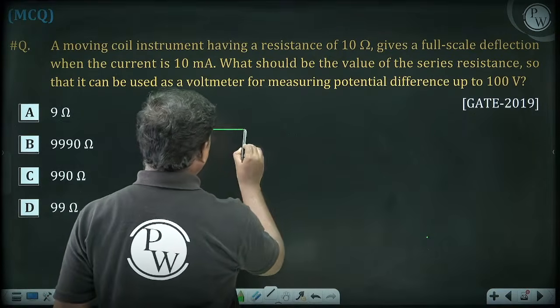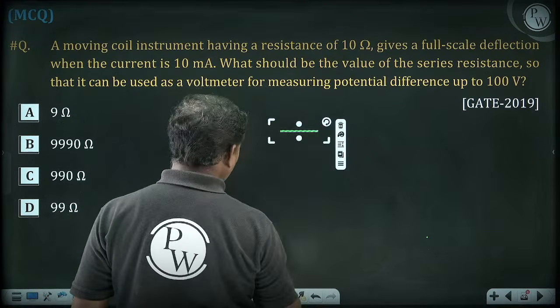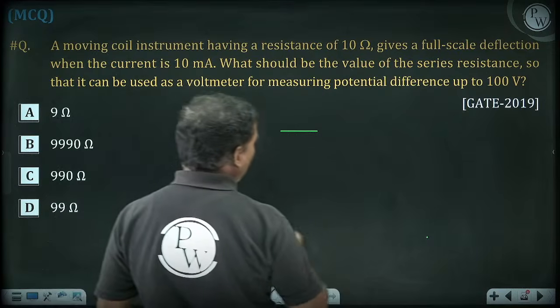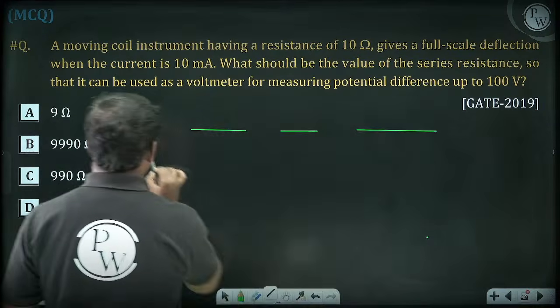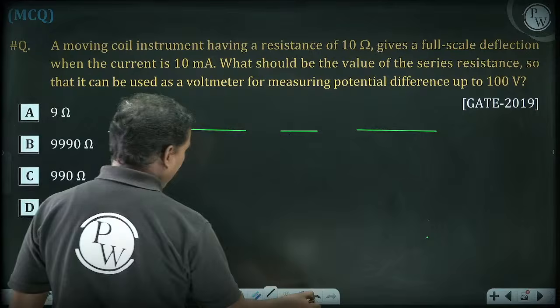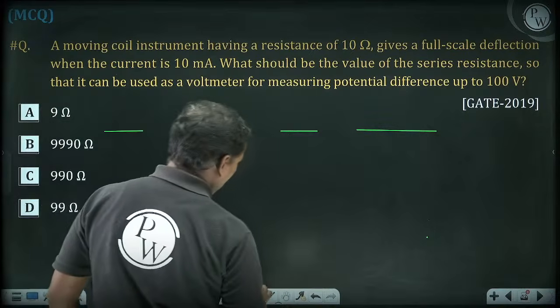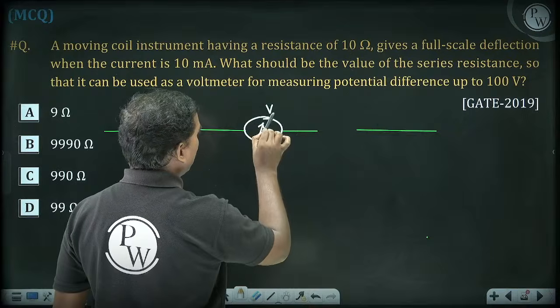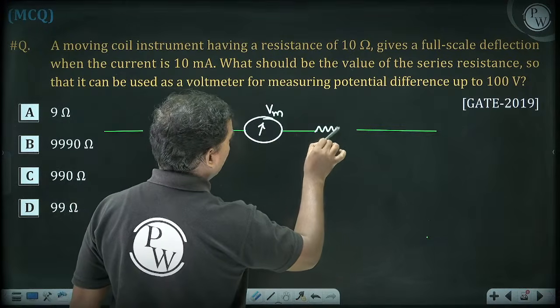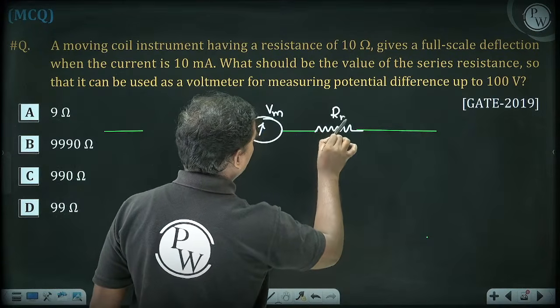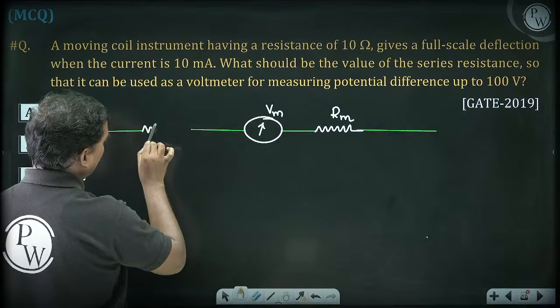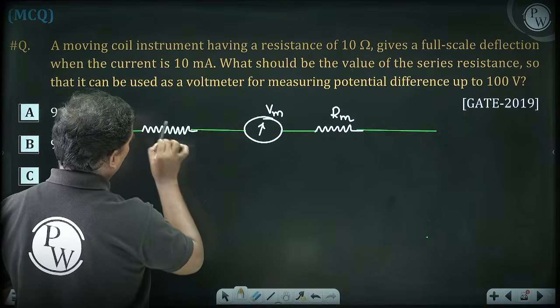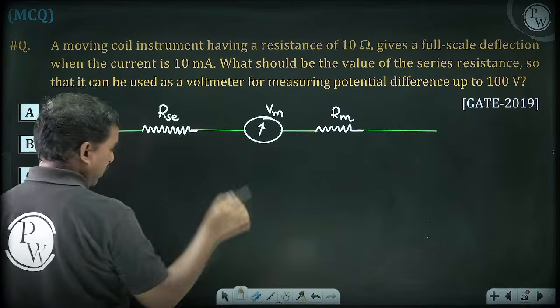So if you see now, this is the extension of the voltmeter, range extension. So this is our range extension of the voltmeter. This will be our Vm, this is our Rm, and this is our series resistance. So ये है हमारा series resistance.